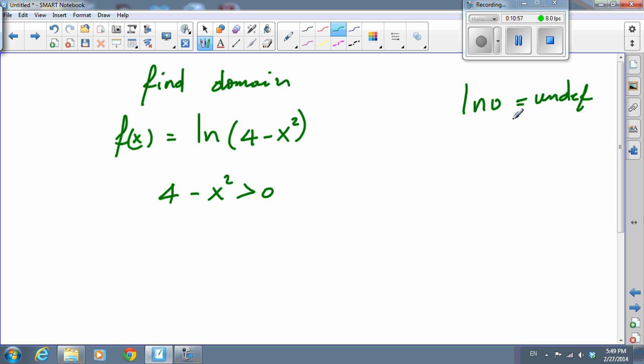In other words, you cannot find the natural log of any number less than or equal to 0. So if you solve this one, you end up with 4 is greater than x squared. That means the domain is between -2 and 2 with parentheses because you don't want it equal.